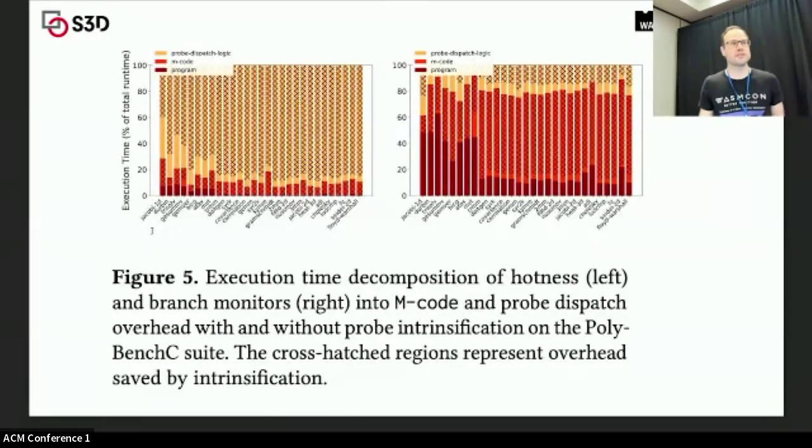And so we further drill into why those overheads go down by so much, and you can attribute it to different things, in particular, the time spent in the dispatch logic. When you're in the JIT code, you have to figure out what probe to call. So there's some logic in the runtime, and there's also the overhead of the actual probe itself. The various different colored bars here are the overheads and how much is removed by JIT intrinsification.